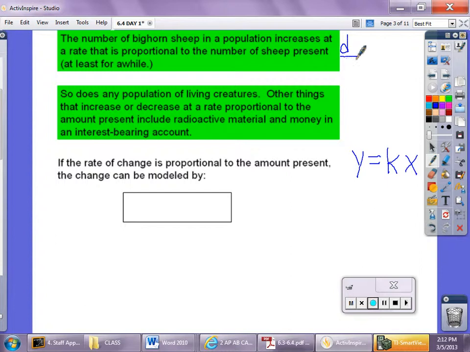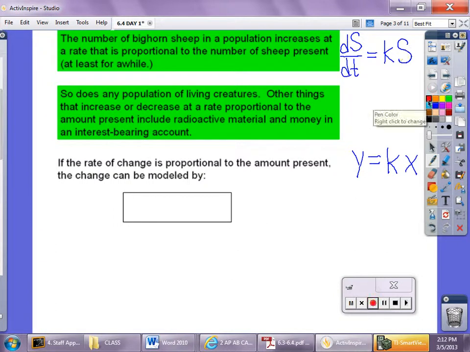So let's talk about rate. Well, rate, when we're talking about real life, I'm going to talk about time. The fact that the population is with respect to time. The proportion is directly related to the amount of sheep that are there. So, that would be the differential equation that I would be solving.